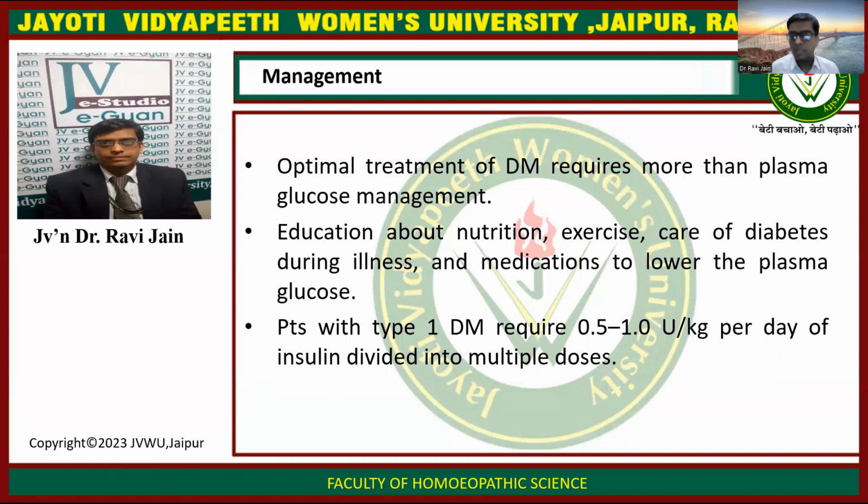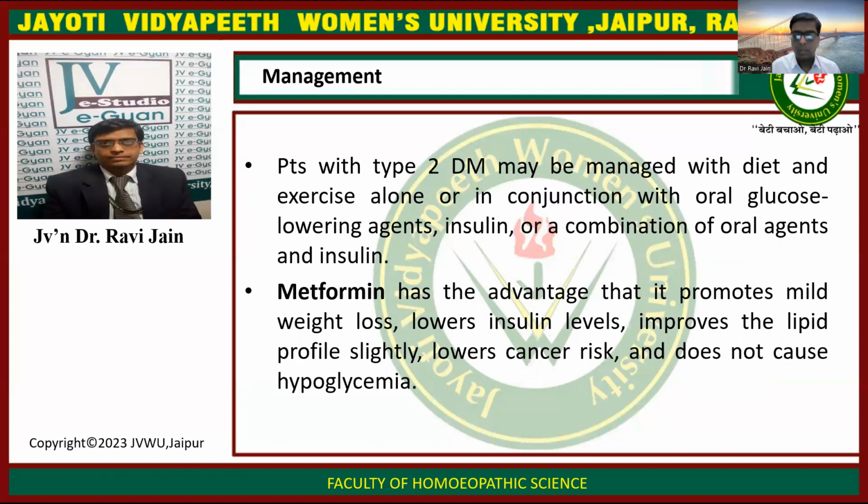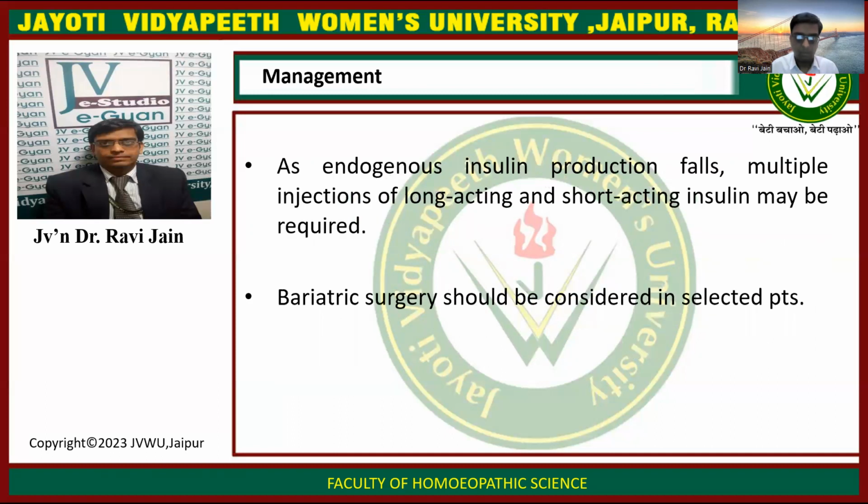Patients with type 1 diabetes require 0.5 to 1 unit per kg per day of insulin in divided doses. Metformin is usually given. Patients with type 2 diabetes mellitus are managed with diet and exercise alone or in conjunction with oral glucose lowering agents, insulin, or a combination of oral agents and insulin. Among the oral agents, metformin has the advantage that it promotes mild weight loss, lowers insulin levels, improves the lipid profile, lowers cancer risk, and does not produce hypoglycemia.